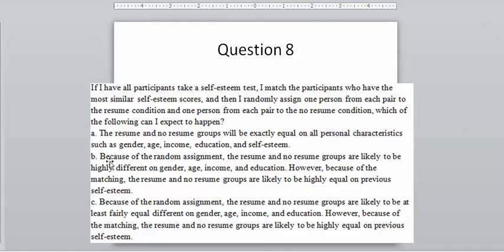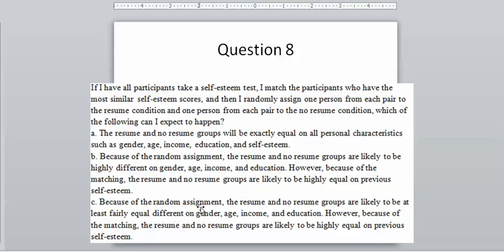And what B says is that because we randomly assigned them to the two groups, the resume and no resume groups will be highly different on these 4 things. Well, the fact that we're randomly assigning people to group 1 or group 2 should make the two groups fairly equal on these 4 things, because remember, random assignment tends to make the groups equal on personal characteristics. So this is not correct. Random assignment won't make the groups highly different on these things.